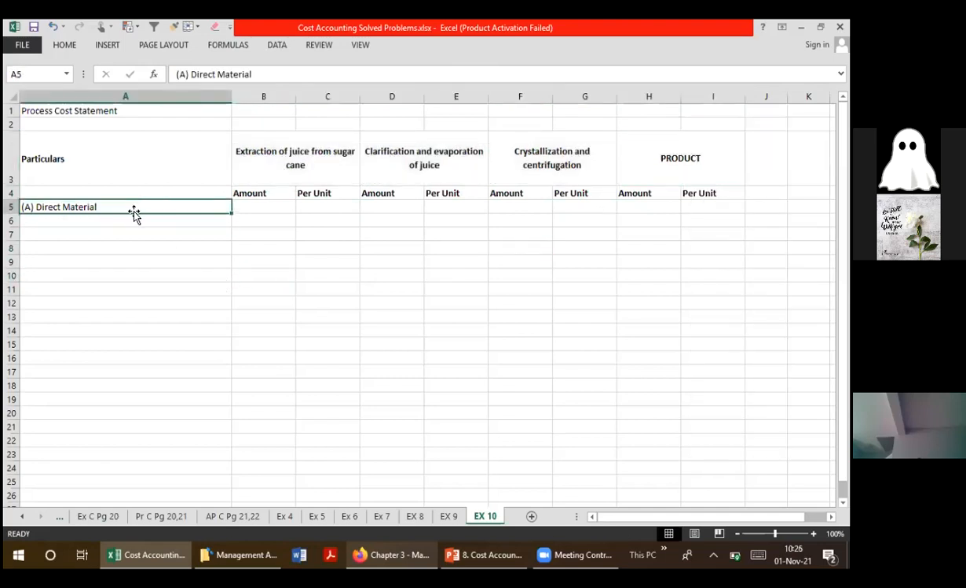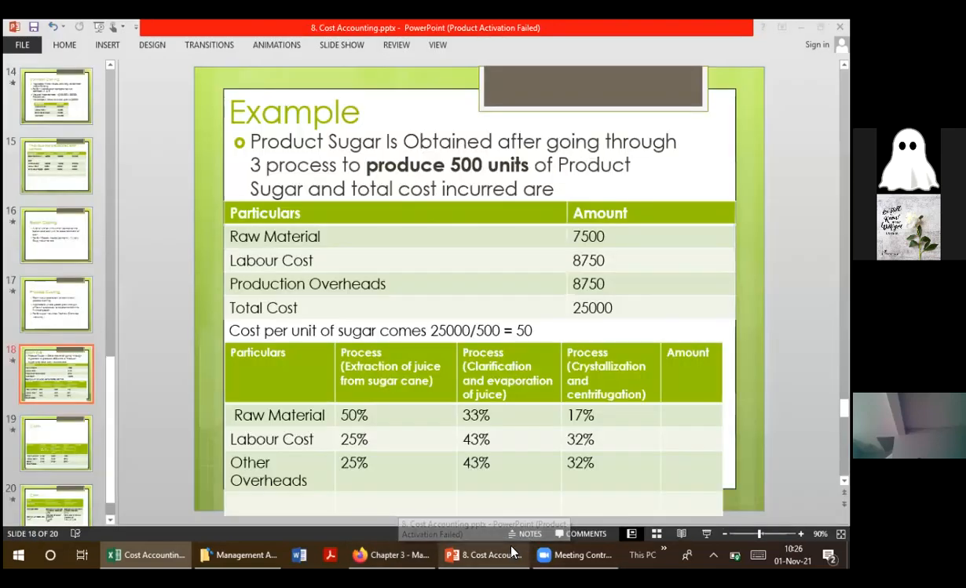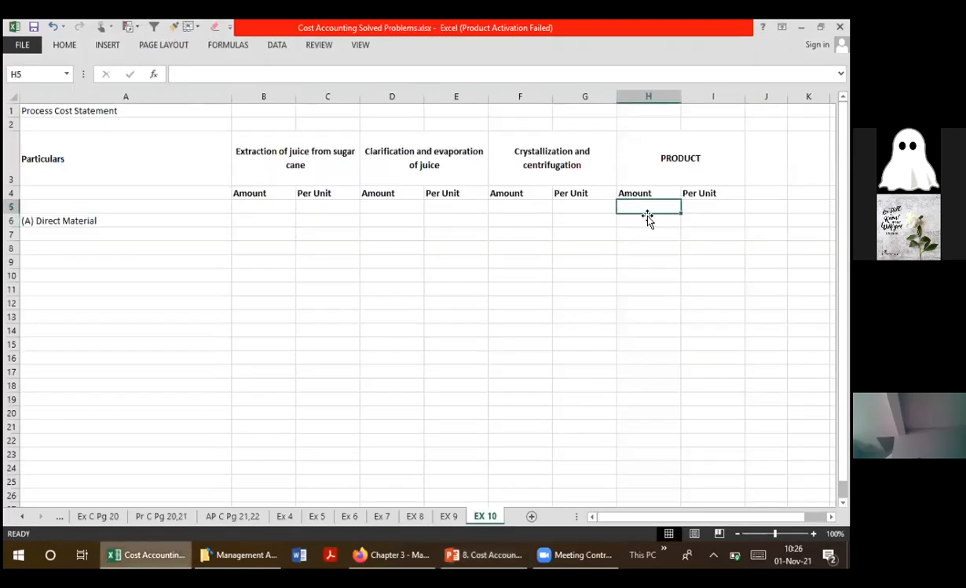Okay, so we have our processes this way then. So we look at our question. It says that raw material over here is total 7,500. So that is for the product. We can write that here, 7,500.